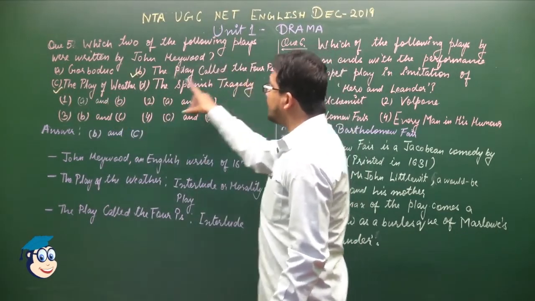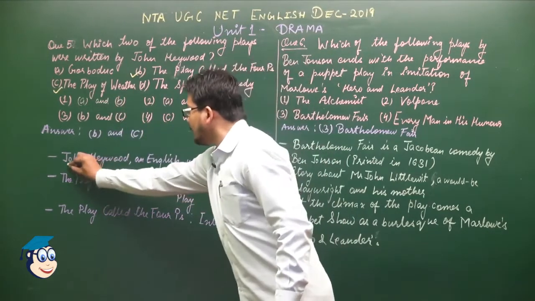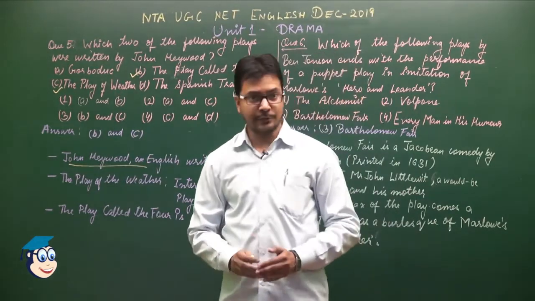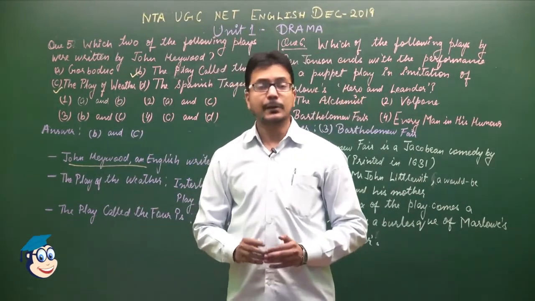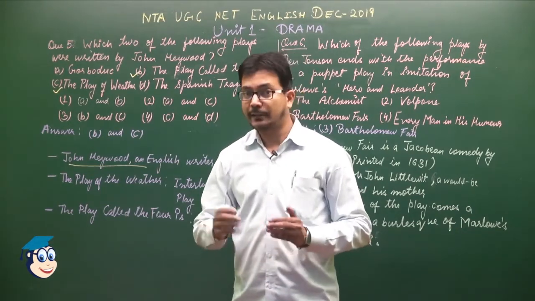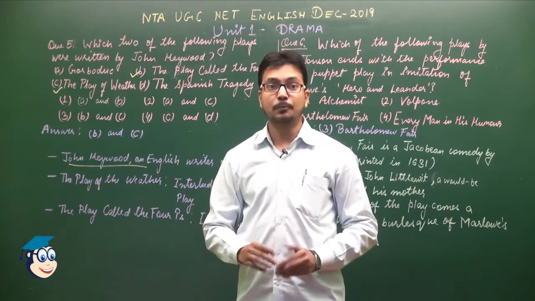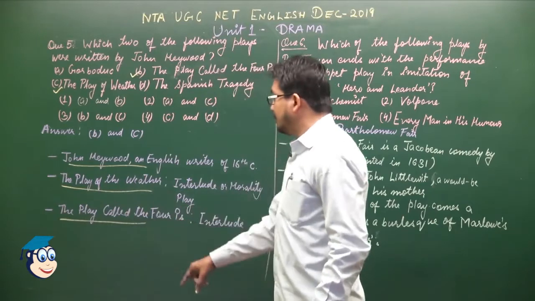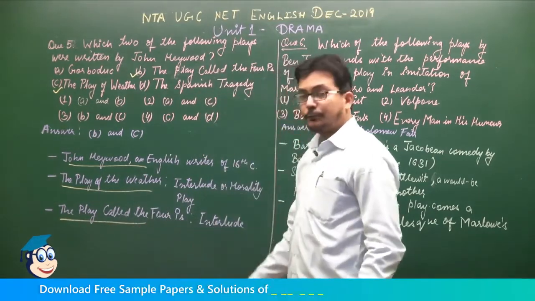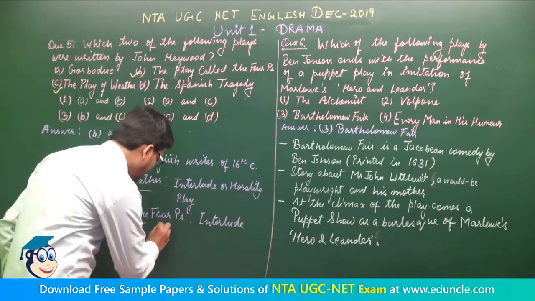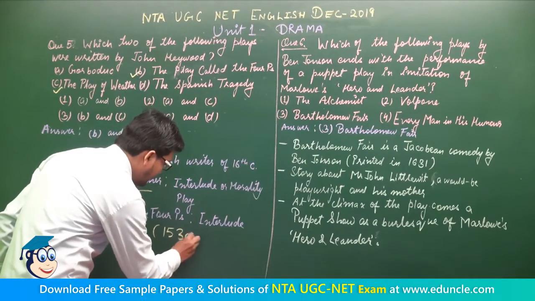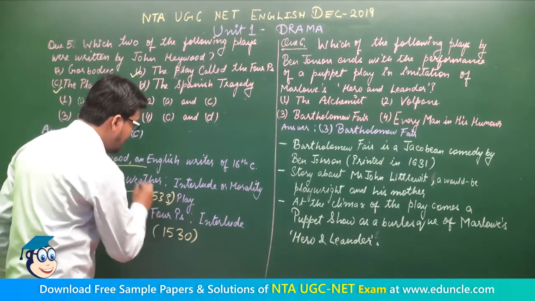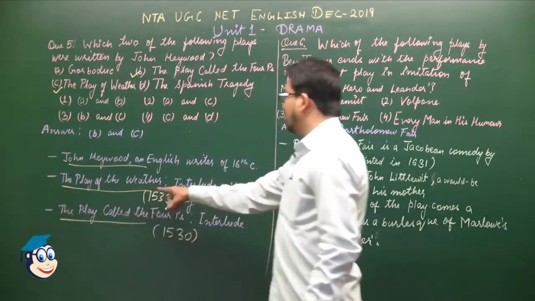The play called The Four Ps, The Play of Weather. The reason for the answer is about John Heywood. He was an English writer of the 16th century and he was famous for writing interludes that could be easily adjusted within the plays so as to please the audience. There are two interludes that he wrote. The first, the play called The Four Ps, was published in 1530, and the second one is in 1533 and titled The Play of the Weather.